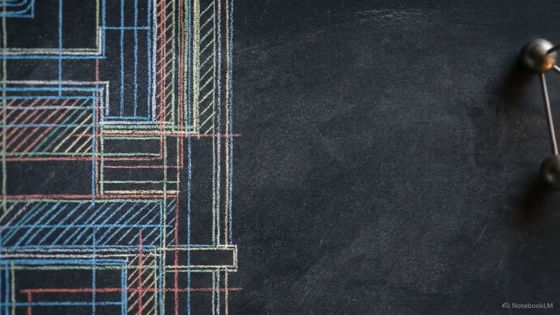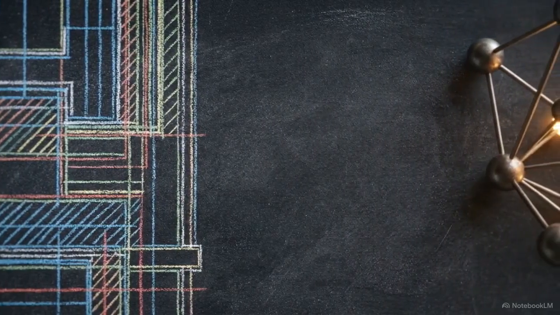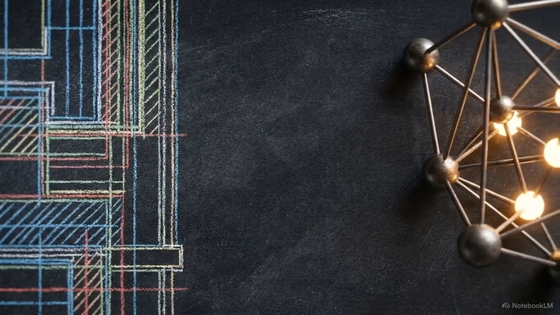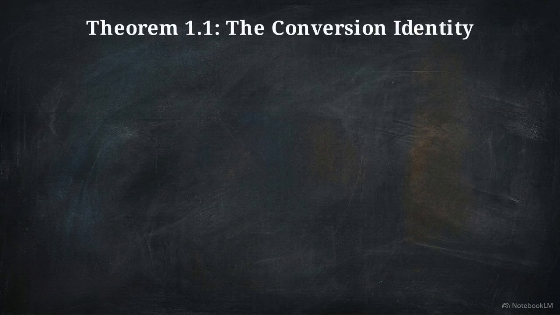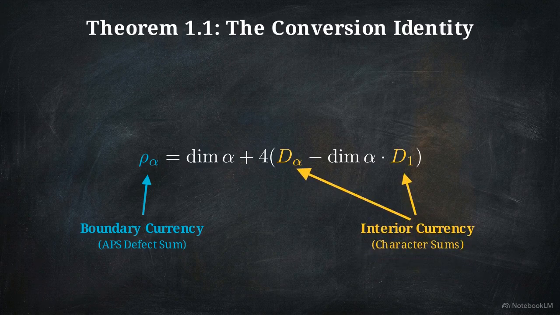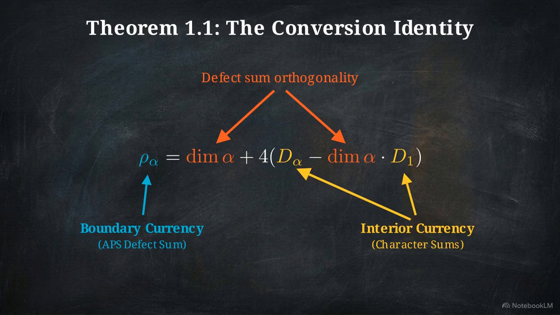By what exact mathematical mechanism do the boundary's odd signature defect sum and the interior's tautological charge communicate with each other? The connection is Theorem 1.1, the affine conversion identity. The left side represents the boundary currency, derived directly from the Atiyah-Patodi-Singer G-signature defect sum. The right side represents the interior currency, relying on the Kronheimer-Nakajima character sums, acting as Dirac-Eta invariants. Through defect sum orthogonality, the sequence evaluates perfectly to isolate the dimension terms.